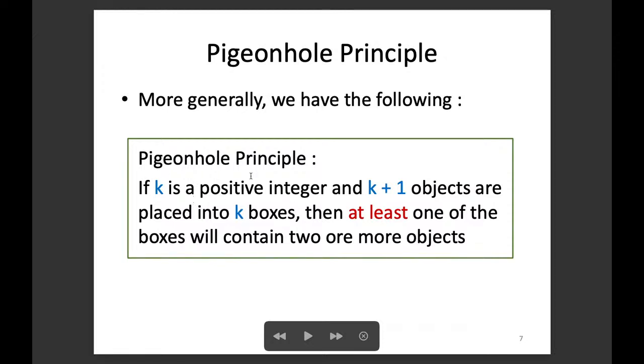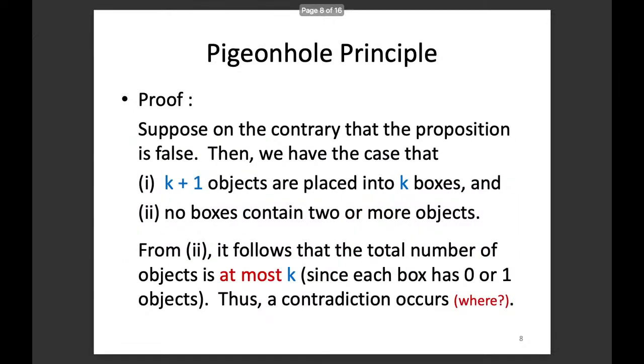In general, we show this particular theorem. We call this the pigeonhole principle. Now suppose that k is a positive integer, and we have k plus 1 objects to be distributed into k boxes. We can show that at least one of these boxes will contain 2 or more objects. There are 10 pigeons and 9 holes; here there are k plus 1 objects and only k boxes.